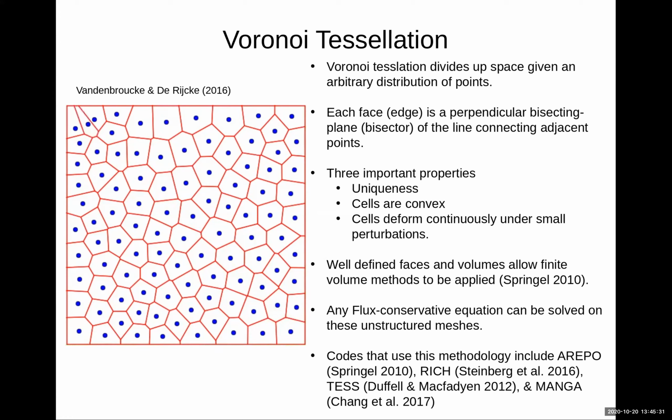What is also interesting is that any flux-conservative equation can be solved on these moving unstructured meshes. So there has been a huge explosion of moving mesh codes based on this methodology, in astrophysics at least. AREPO is Volker Springel's code. There is also RICH, Racah Institute Computational Hydrodynamics, by Steinberg. There is TESS by Duffell and MacFadyen, and then there is MANGA by myself, Tom Quinn, and James Wadsley.